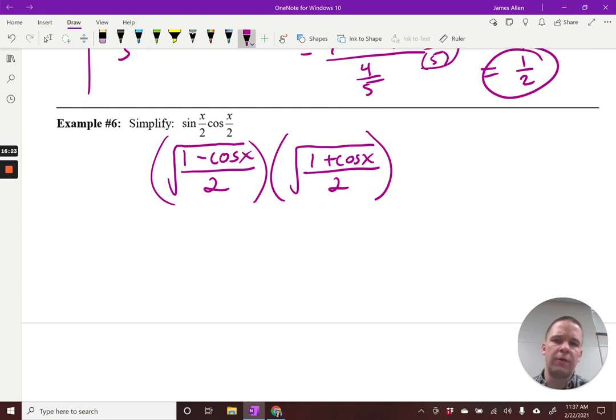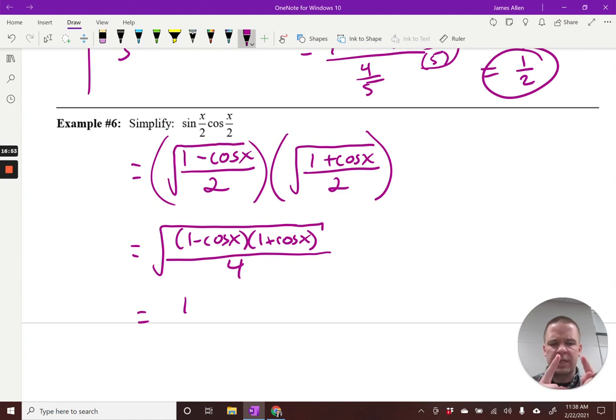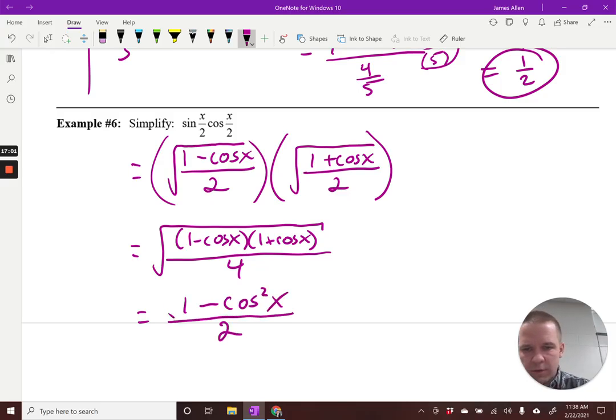Okay, cool. Now, when we multiply these together, I can put everything all into one square root, right? Okay, let's do that. I'd have 1 minus cosine of x, 1 plus cosine of x, all over 4. 4 is a perfect square, right? And I can also FOIL all this together. So I'd have negative cosine of x and positive cosine of x. That would cancel, right? And I would just be left with 1 minus cosine squared x over 4.